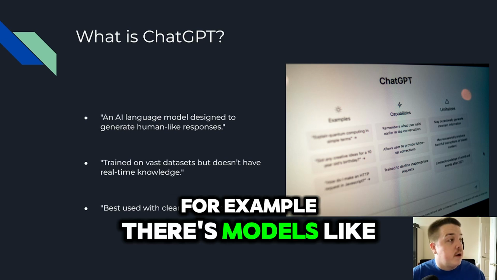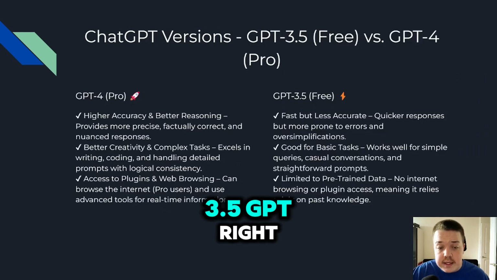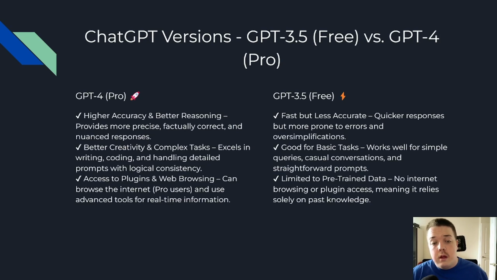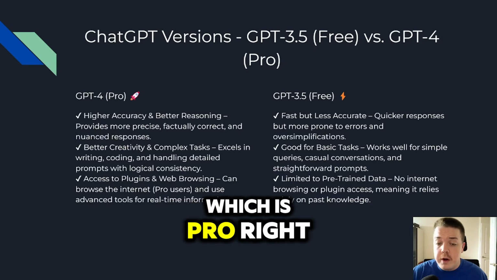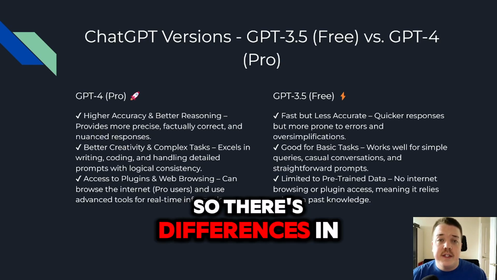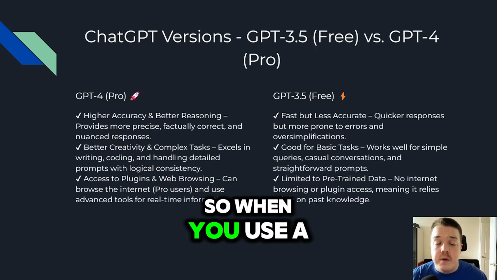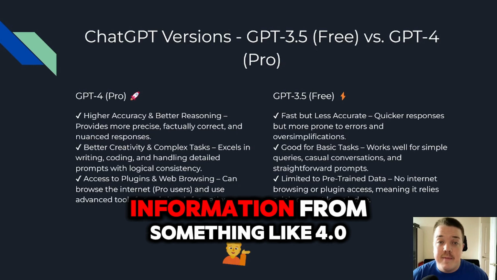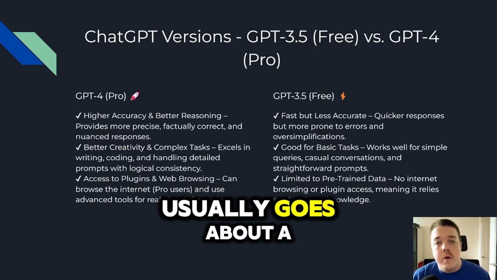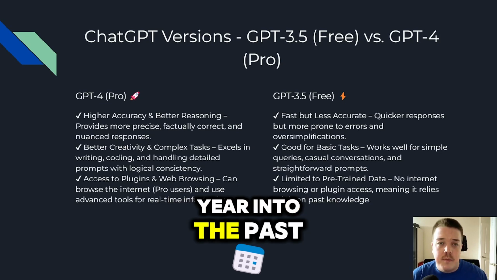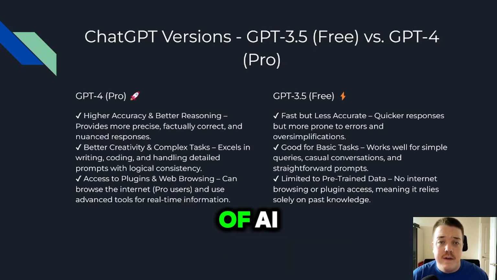For example, there's models like GPT-3.5, which is the free version of it, and 4.0, which is Pro. So there's differences in response quality, reasoning ability, and accuracy. When you use a premium model, you're getting real-time information from something like 4.0. 3.5, for example, usually goes about a year into the past. Still very good for people just venturing into the world of AI.